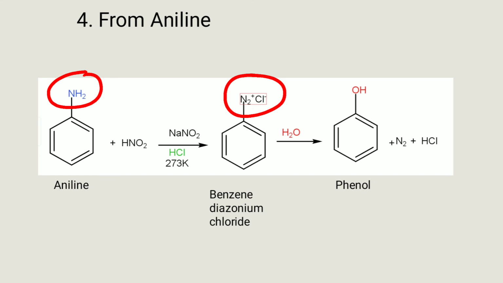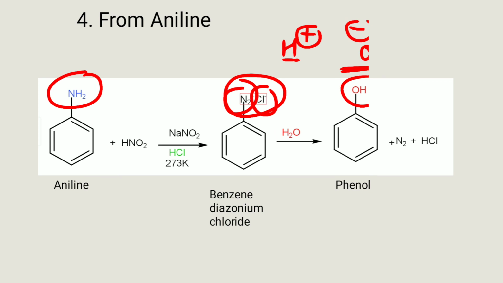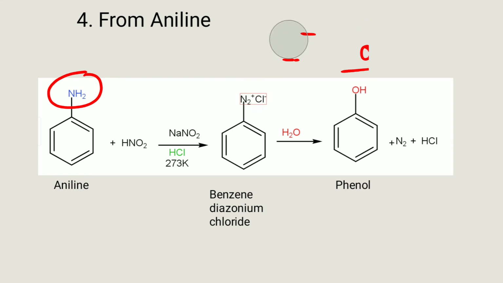So just by addition of water, water splits into H plus and OH minus, and this OH minus comes to the benzene ring and forms phenol, and H plus goes with the Cl minus to form HCl, and nitrogen gas goes out. So N2 plus Cl is a good leaving group, it easily goes out just by warming that intermediate with water, we will get phenol. Nitrogen gas goes out, and HCl is the byproduct. H from water and Cl is already there, and that's how phenol is formed.